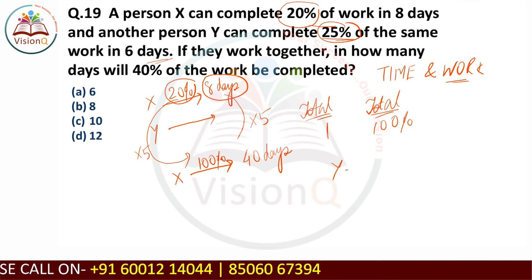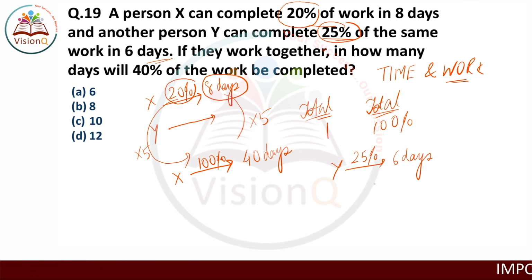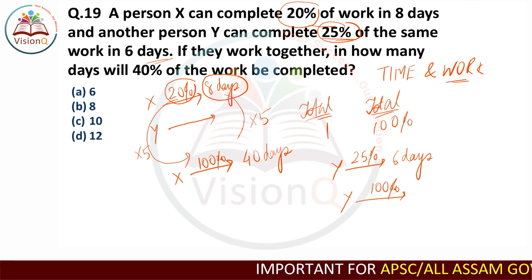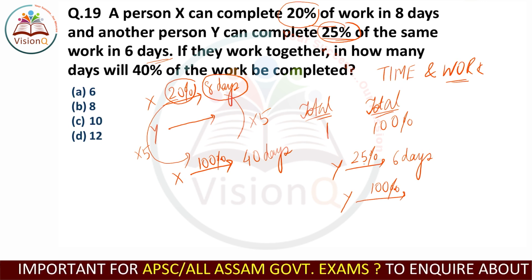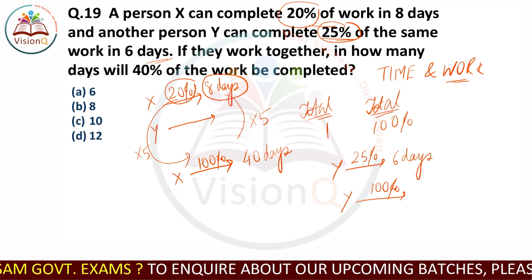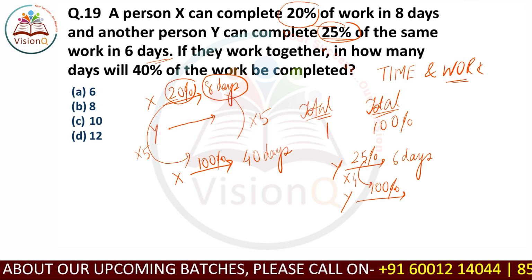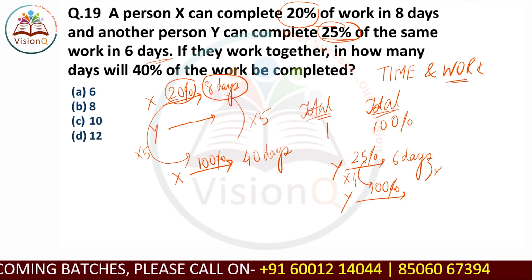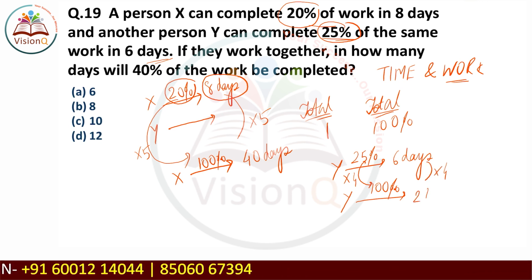So again I need to find out, if Y can complete 25% work in 6 days, Y can complete 100% work in how many days. That is, I always need to find out in how many days the total work is done. So 100 can again be found from 25%. I have to multiply by 4 obviously here, because 25 into 4 is 100. So also multiply this number with 4. That means Y can complete 100% work in 24 days.